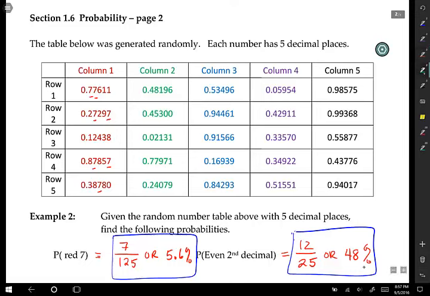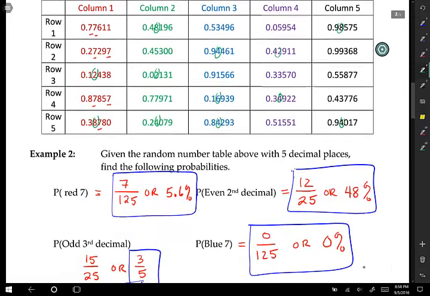Then I said, hey, what's my chance of getting an even second decimal? So I went through and counted up all my second decimals, and I'm going to circle them if they're even. 2, 3, 4, 5, 6, 7, 8, 9, 10, 11, and 12. So I've circled all those that are even second decimals. There were 12 of them. And how many second decimals do I have? Well, I have 25 second decimals. So the probability is 12 out of 25, or 48%.